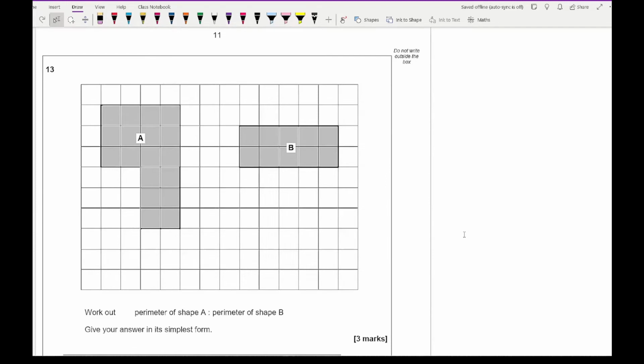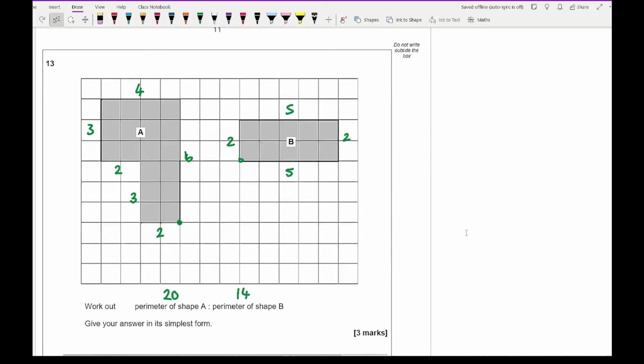Moving on to question 13, it says work out the perimeter of A in the ratio of B. So here the perimeter, if I start at one particular point, that's going to be 2, 5, 7, 10, 14 and 20. And then working out the perimeter of B is going to be 2 plus 5, 7, 9, 14. So then it's going to be 20 to 14.